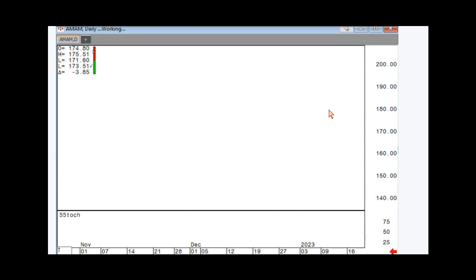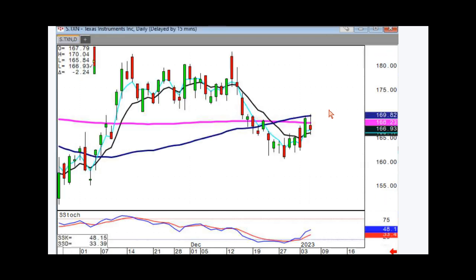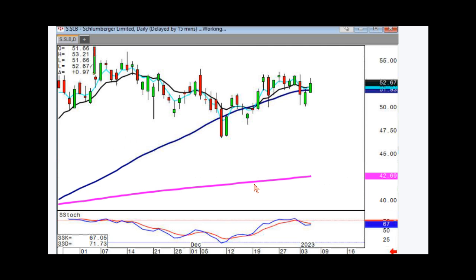Texas Instruments. Nothing wildly exciting there. I wouldn't be short. I wouldn't be long. That's just kind of a nothing chart right now. Schlumberger. Kind of the same thing. Really no direction. Probably wouldn't pay attention until this one breaks out through this level.